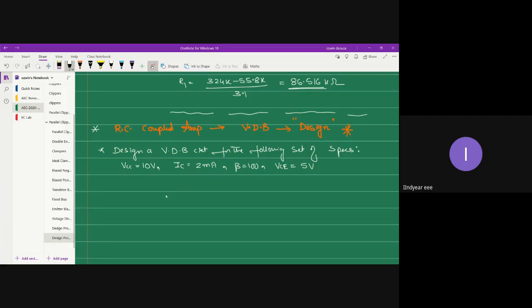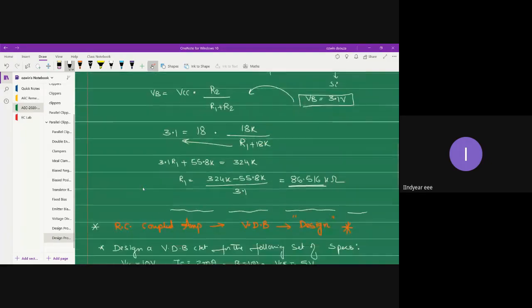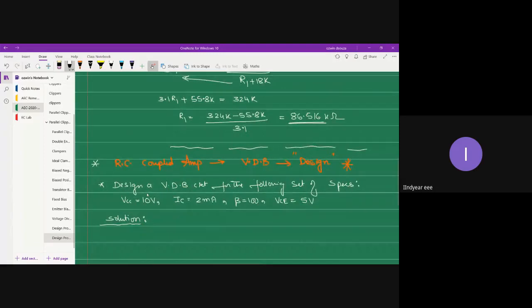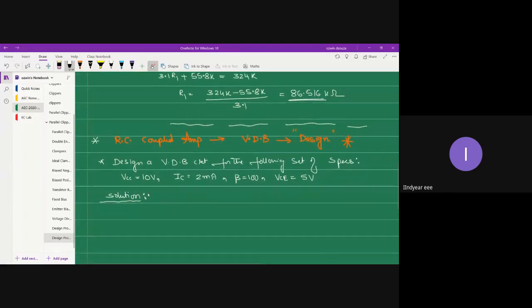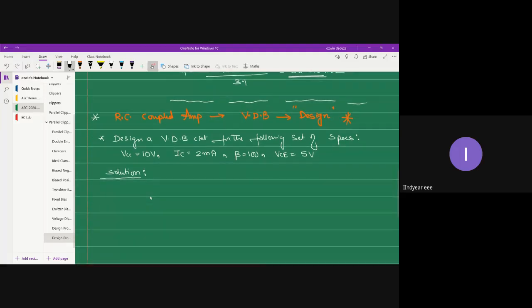So you don't know what is R1, R2, RC, RE. Nothing is given. Only 4 particulars have been given: VCC, IC, beta, and VC. Let's see how exactly we solve this. In the previous problem, at least 2 resistance values were given, but here nothing is given. So you could say this is a concrete design problem.